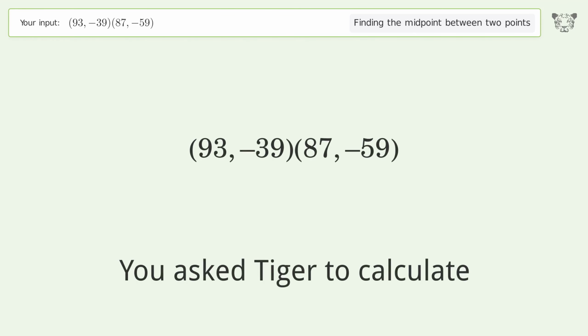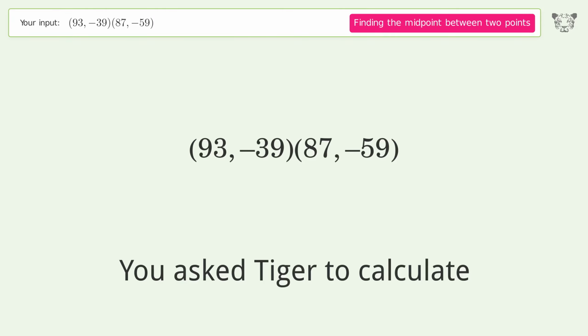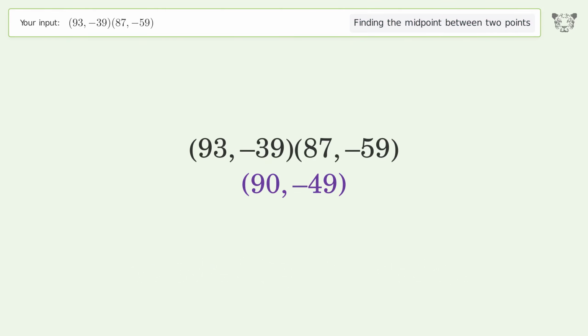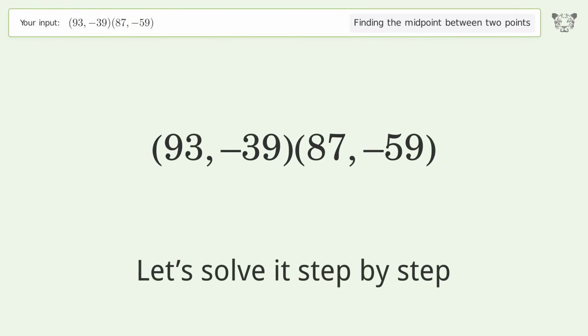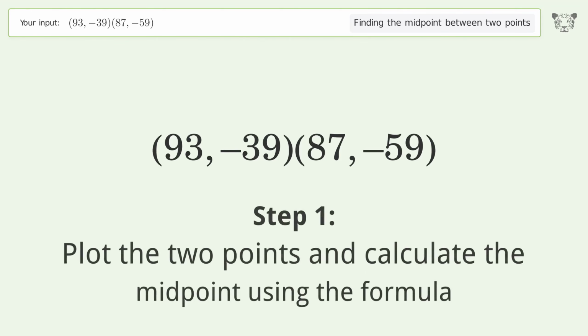You ask Tiger to calculate. This deals with finding the midpoint between 2 points. The midpoint between the 2 points is 90, -49. Let's solve it step by step. Plot the 2 points and calculate the midpoint using the formula.